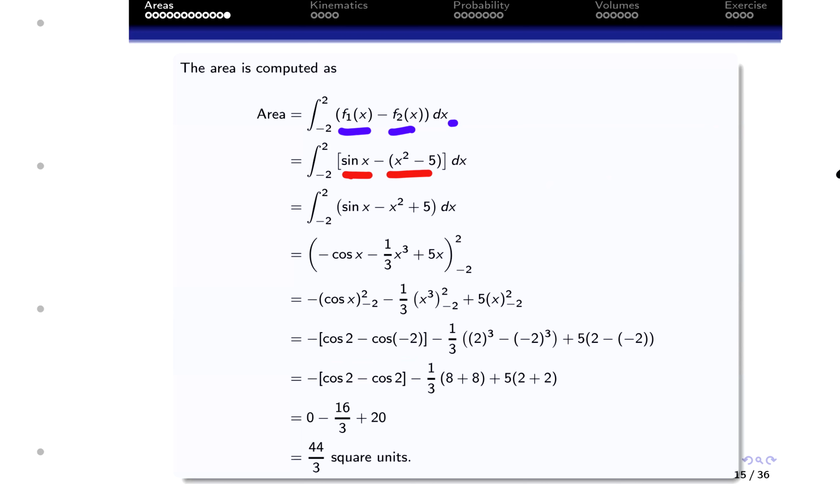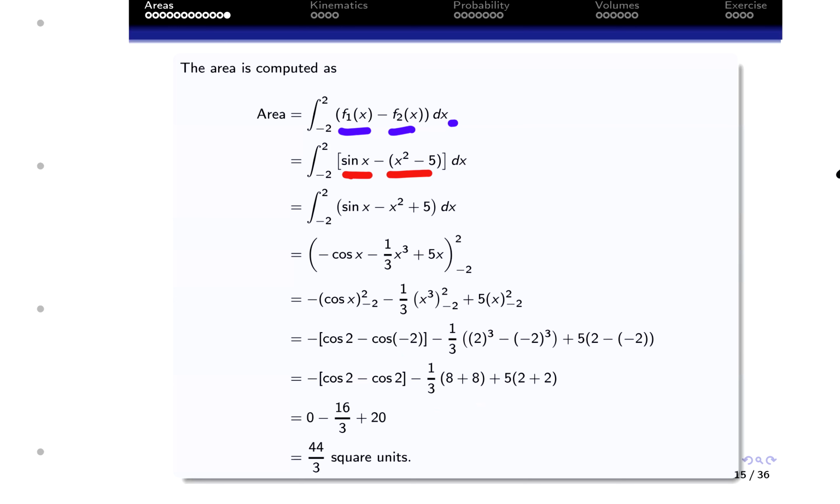And then we firm things up better. So like, the cos is an even function. So cos 2 minus cos minus 2 is also cos 2 minus cos 2. And then you have minus 1 over 3. 2 raised to power 3 is 8, minus 2 raised to power 3 is minus 8. So that's 8 minus minus 8, which is 8 plus 8. And here again, you have 5 into 2 plus 2. And then this is cos 2 minus cos 2 is 0. So all these parts will go.